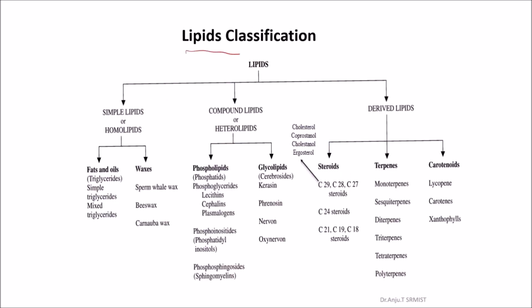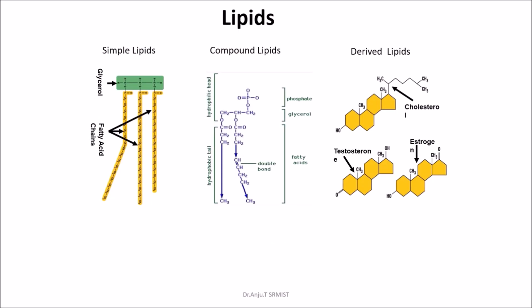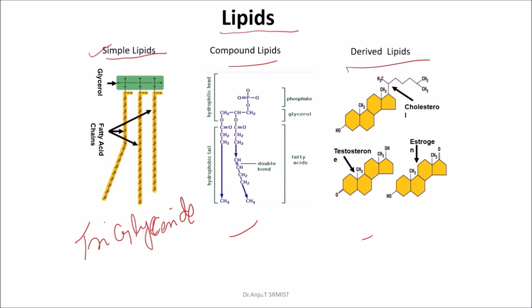There are different types of lipids, and here we can see the classification of lipids. They are classified as simple lipids, compound lipids and derived lipids. Here in our syllabus we will learn about each of these lipid types with an example: triglyceride as an example for simple lipids, phospholipid as an example for compound lipids, and steroids as an example for derived lipids.